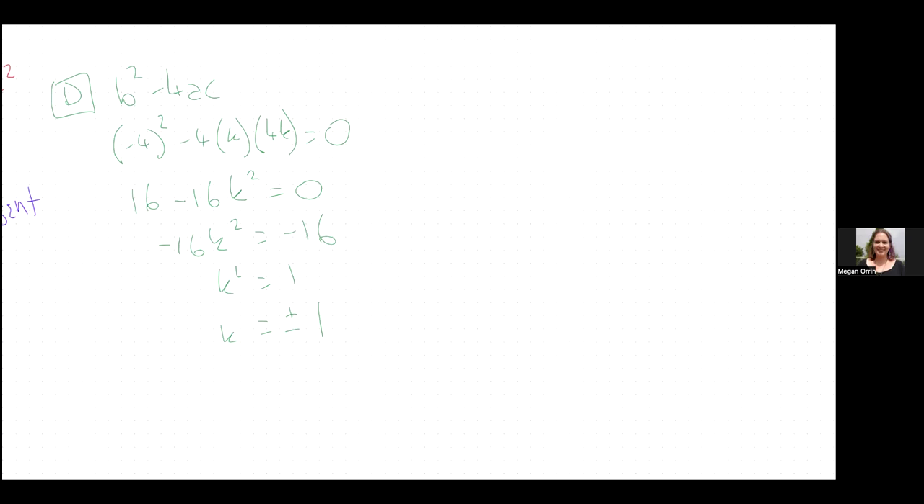All right, so what I'm being asked to do now is say, find the two coordinates. Find the two coordinates. This is the easy bit, right? So the question is just going to say, find the coordinates. Okay, so what are my two values of k?